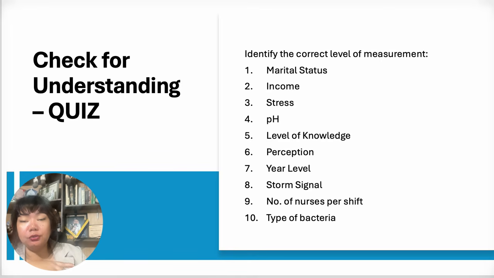Now, I want you to test your knowledge by identifying the correct level of measurement. So, you can comment down below by answering this 1 to 10. And don't forget to write your name. You can use your personal email.